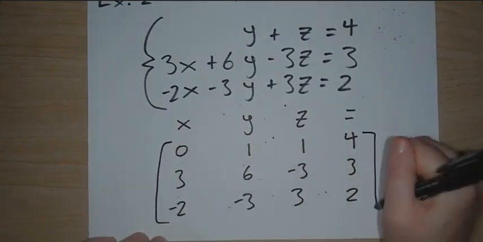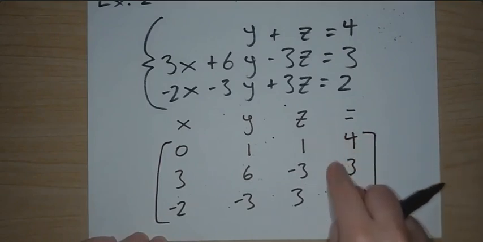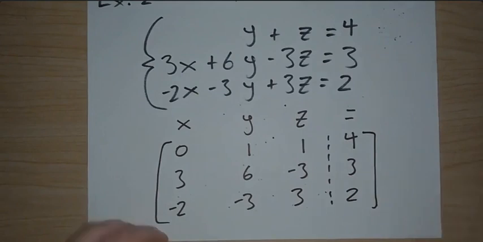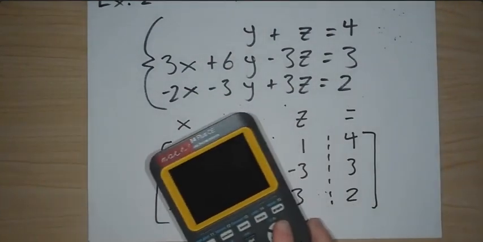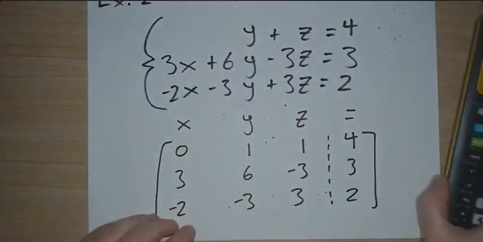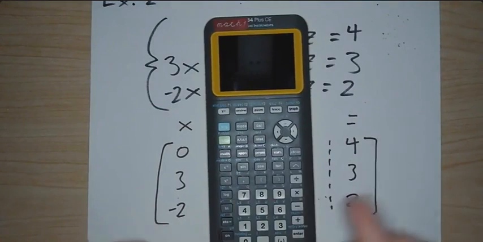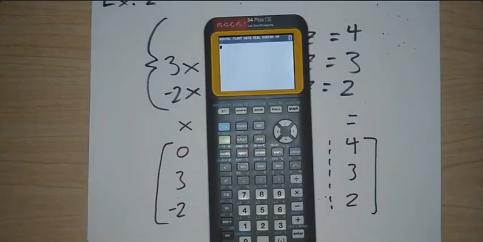You write this as a matrix as such. Oftentimes for the right-hand side, people will write a little dotted line like that. So now we need to write the reduced row echelon form of this matrix, and we'll do that by using our calculator. So I'll turn it on.